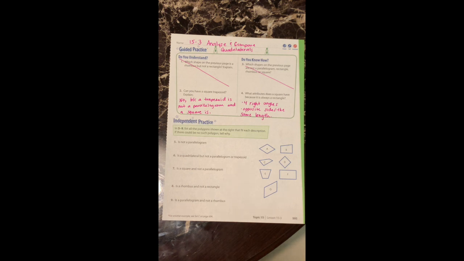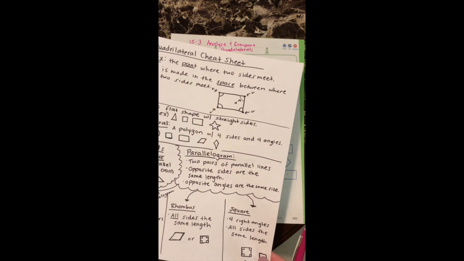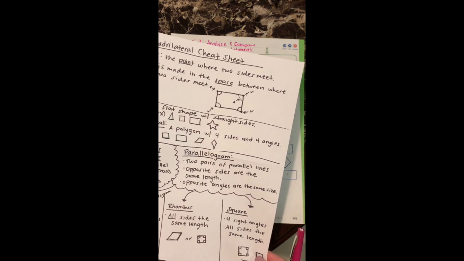So the first question is number 5. Which of the following polygons is not a parallelogram? So I'm going to look at my cheat sheet and I see that a parallelogram needs to have 2 pairs of parallel lines, opposite sides have to be the same length, and opposite angles are the same size.